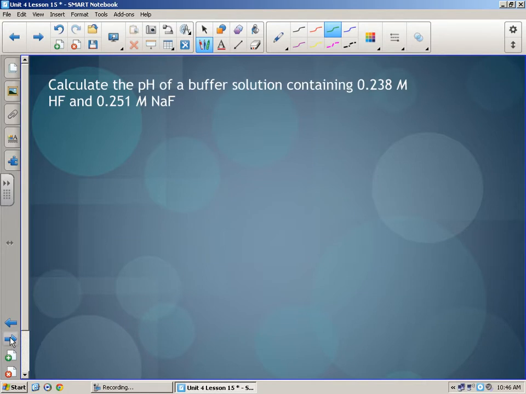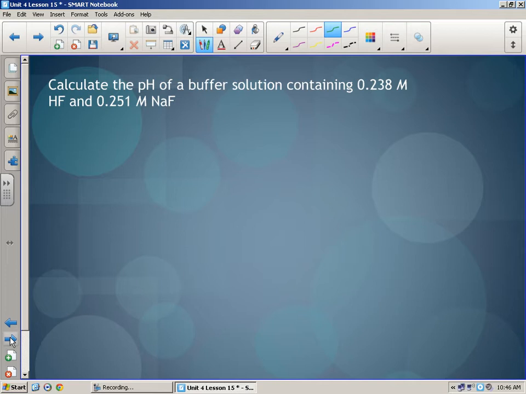Now, it's going to say something about the fact that this is a buffer solution, and the first thing, of course, you'll notice is that you have two concentrations here to start with. All right. Now, you've got a 0.238 molar hydrofluoric acid and a 0.251 molar sodium fluoride. What are really the two things that I need to worry about here? Yeah, the hydrofluoric acid and the F-, yes?